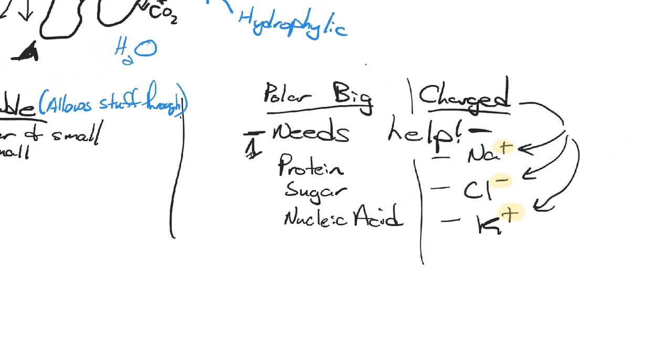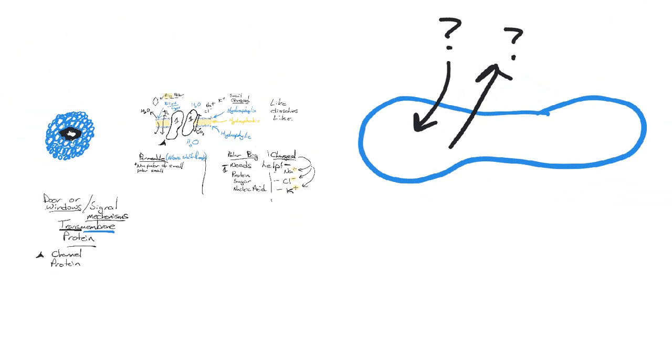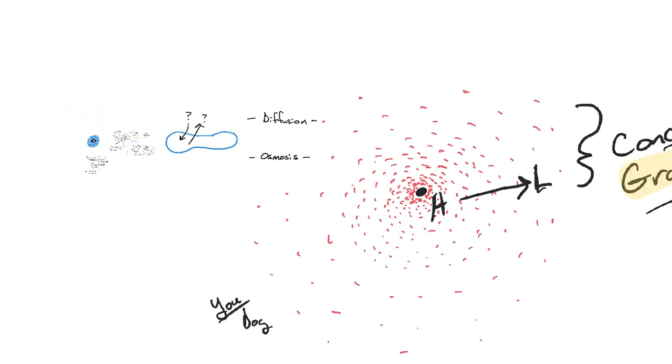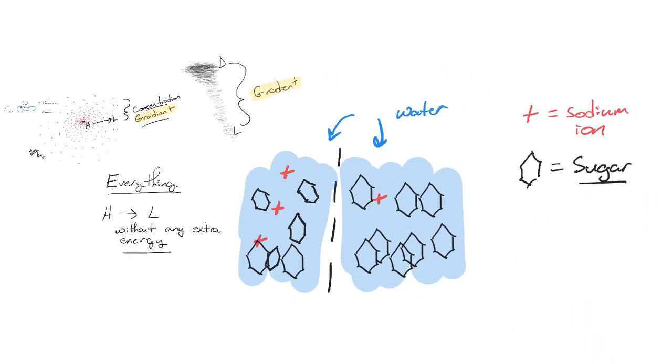Big polar molecules need help. They cannot cross the membrane without help. That includes proteins, sugars, and nucleic acids, among others. Correct? They cannot pass through. Also, ions can't pass through. You have to know this or you're not going to be able to answer the questions on the OST or here in class. You can't tell me you forgot it, because it won't matter if you forgot it or not. If you don't remember it, you won't.